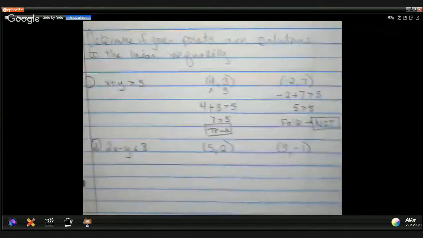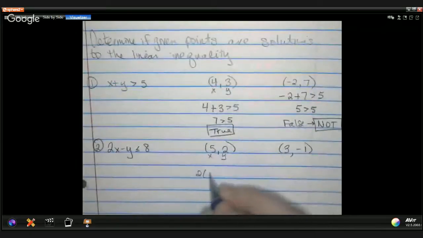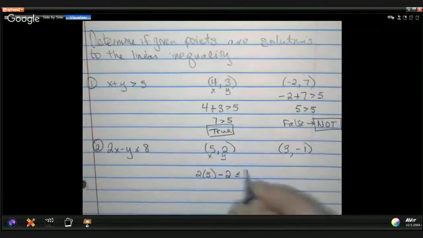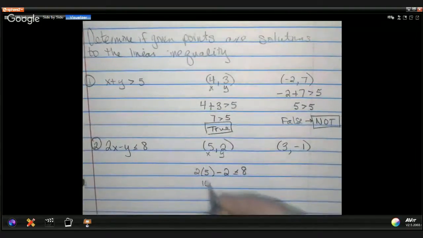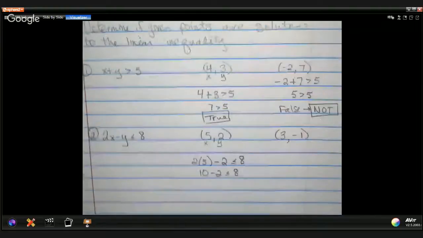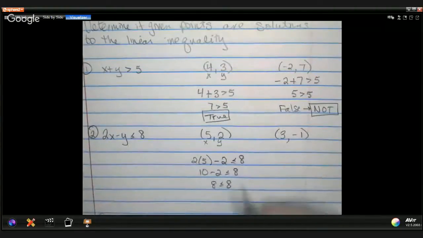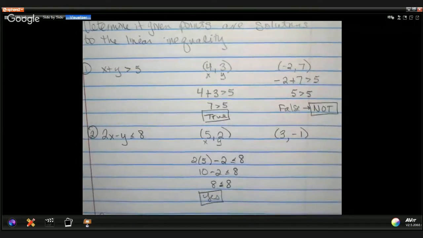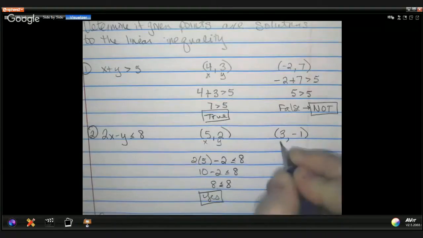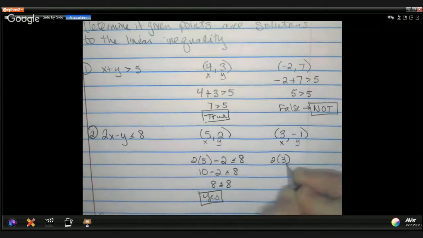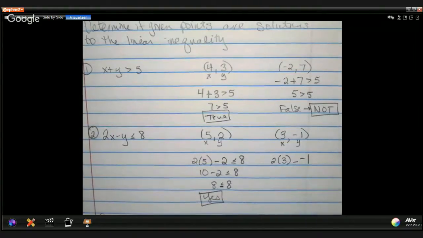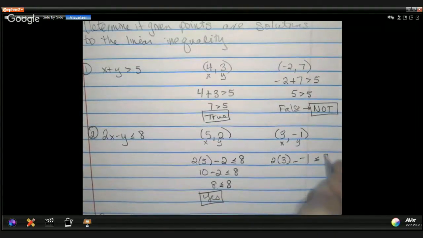Same thing here, x and y. So it's 2 times 5 minus 2 is less than or equal to 8. Well, this is 10 minus 2 is less than or equal to 8. So 8 is less than or equal to 8. 8 equals 8, and this line makes it okay. So this one's a yes. And then here, x and y again: 2 times 3 minus, now y is negative 1, so you have to remember to write that negative 1, less than or equal to 8. So 6 plus 1 is less than or equal to 8. And yes, 7 is less than or equal to 8. So this is another yes.